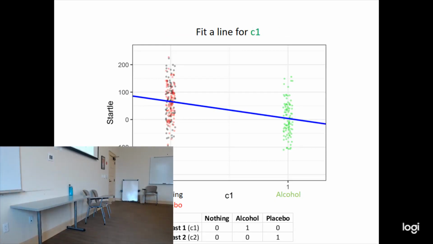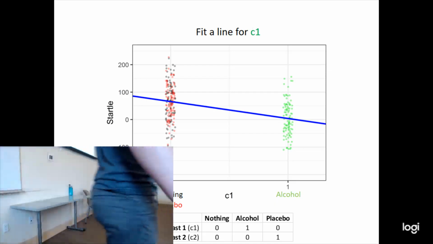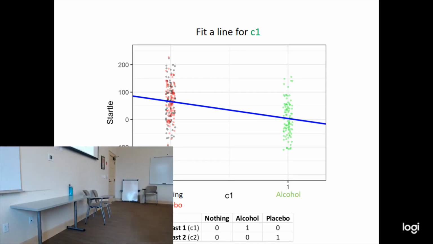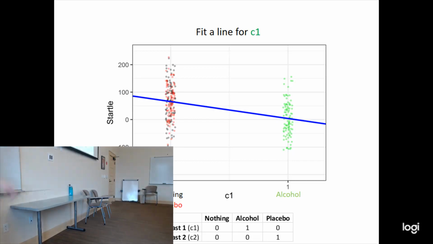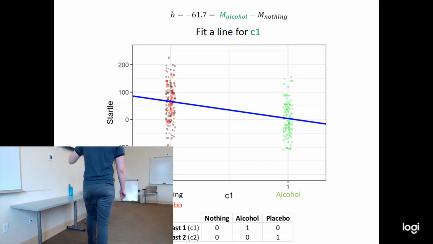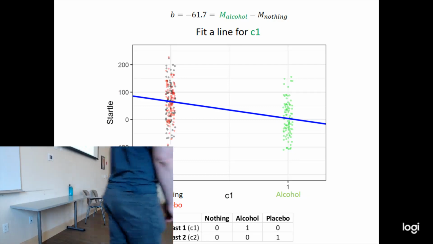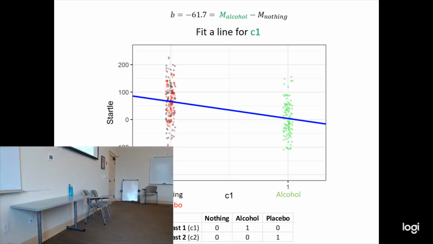Once you do that, you can find that best fitting line on the adjusted data. Just like we have for any other extension to the general linear model, you pivot that line and you find the one that minimizes the sum of squared errors. And if you do that, the slope of that line on these adjusted points ends up being the mean difference between alcohol and nothing. And that's because we've subtracted out anything that placebo is doing.